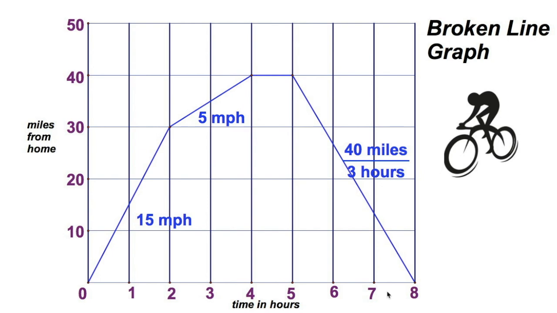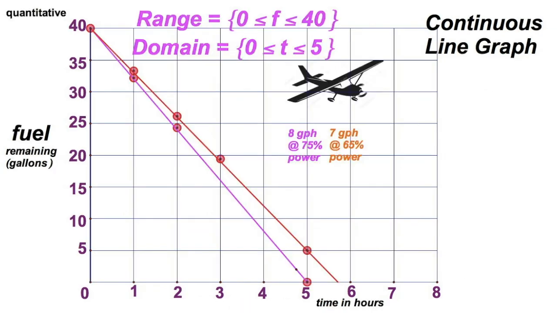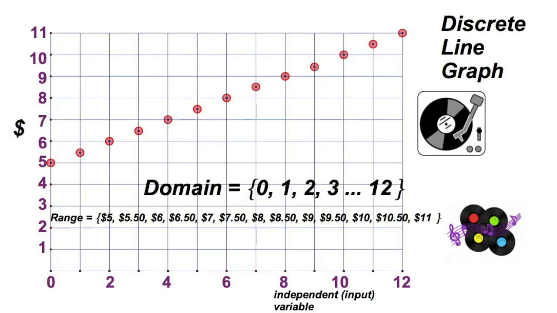But, well, that's going to conclude our brief look at our three different graphs: broken line, continuous, and discrete.